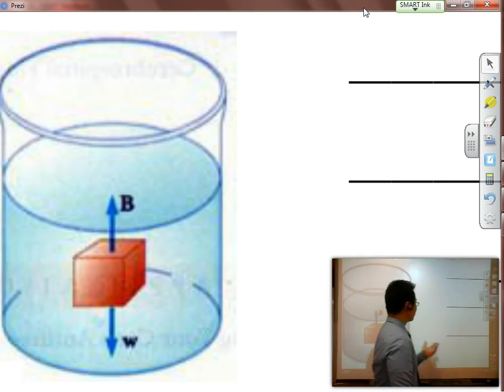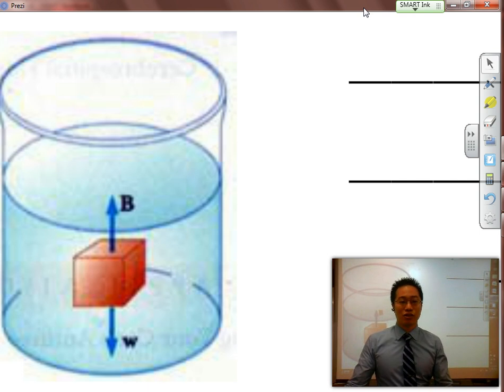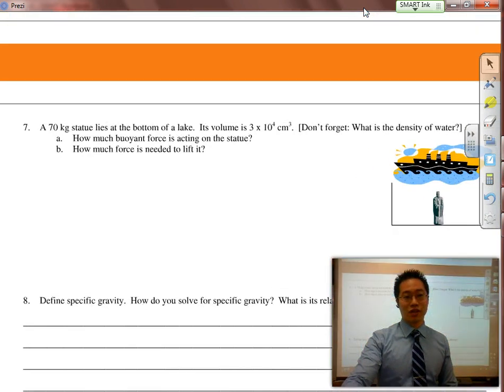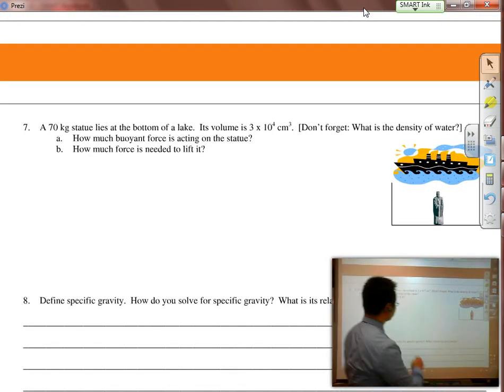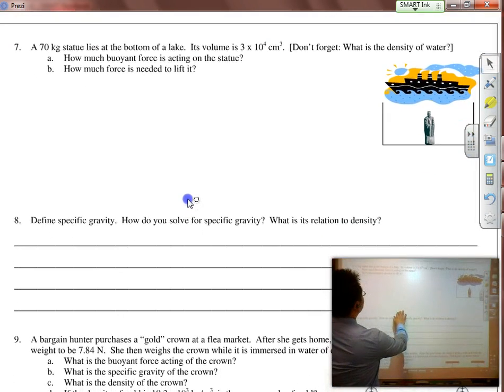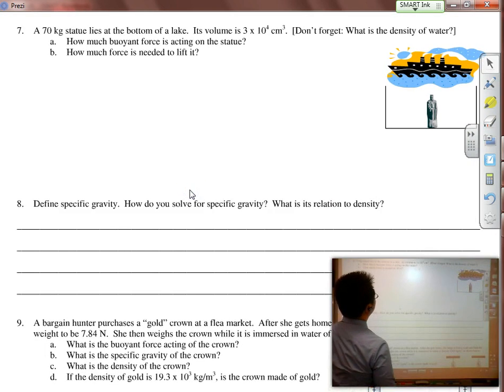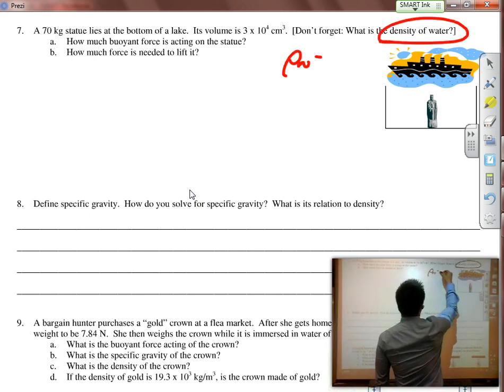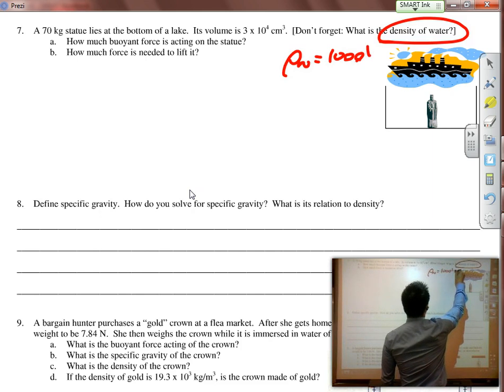So if we come back to our diagram over here, again, I'll mention that you must make sure you draw a free body diagram before you solve the problem. And let's actually do a practice problem now. We have a 70-kilogram statue lying at the bottom of a lake. Its volume is 3 times 10 to the 4th centimeters cubed. So keep in mind that the density of the water is something you should always know. It is 1,000.